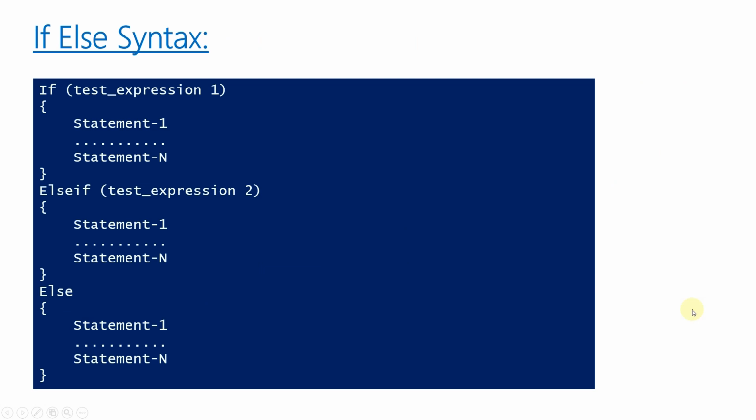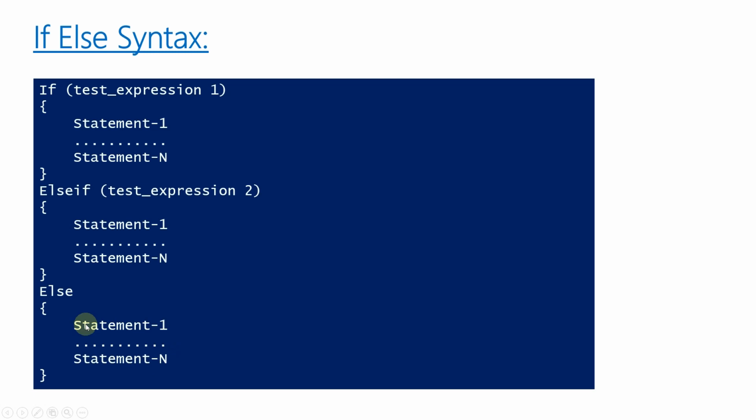And here you can see the syntax of the if-else statement. As I had told, first of all we use the if expression, and after that we need to write the code block for the if statement. If we have any else if, then we should write the else if with a test expression, and after that the code block of the else if statement. And at last we should write the else and the code block of the else statement.